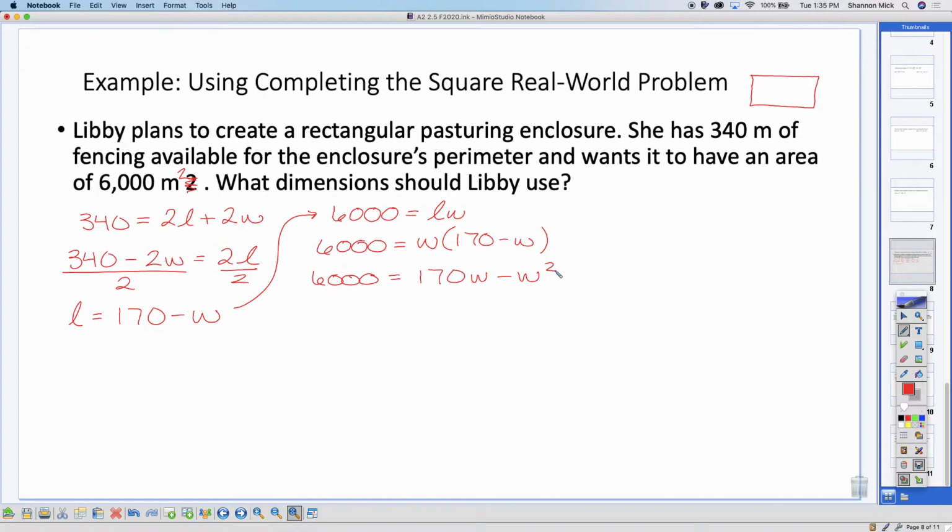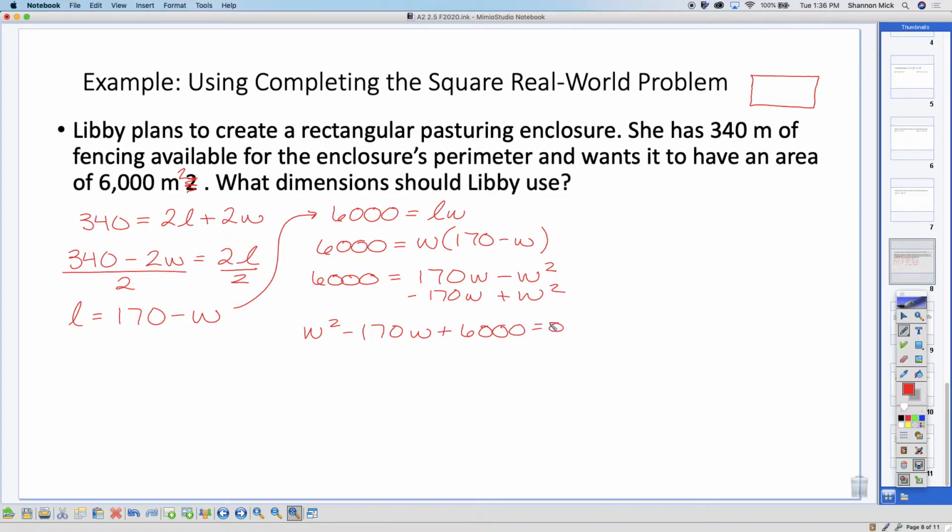Okay, why wouldn't we just add the W squared? Because we need a positive leading coefficient. Anybody else with me on that one? So I have W squared minus 170W plus 6,000 equals 0.